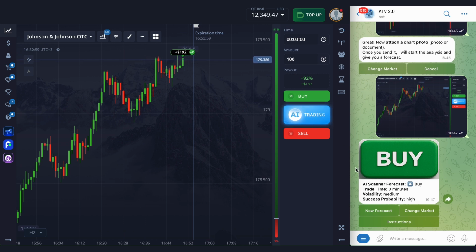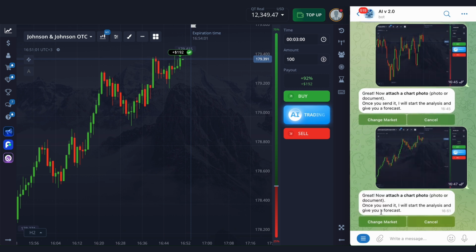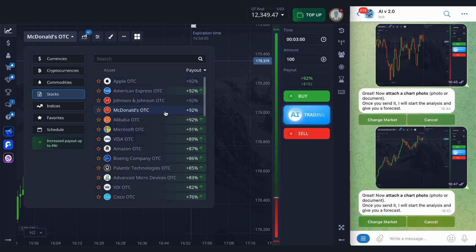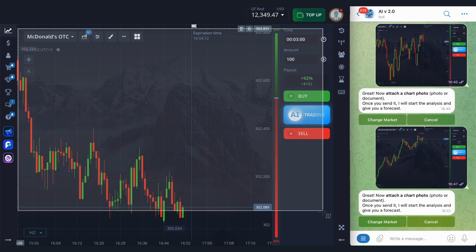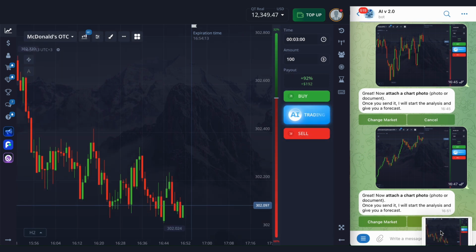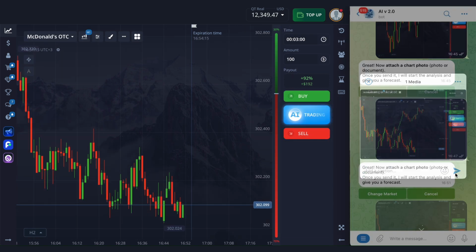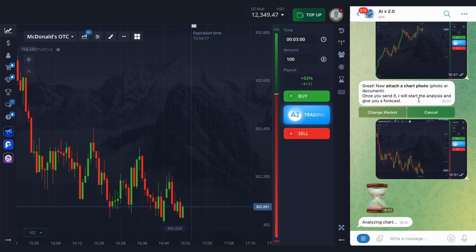Nice and smooth. That's another win for us, people. Let's go ahead and hit the market with our next trade, which is gonna be on McDonald's OTC. That's another stock. We're gonna go ahead and take a nice screenshot of McDonald's OTC. We're gonna go ahead and attach it to our AI screener version 2.0, people. Holding on tight. It says once we send it, it starts analysis and gives us a forecast. We're gonna hold on tight and see how this plays out.